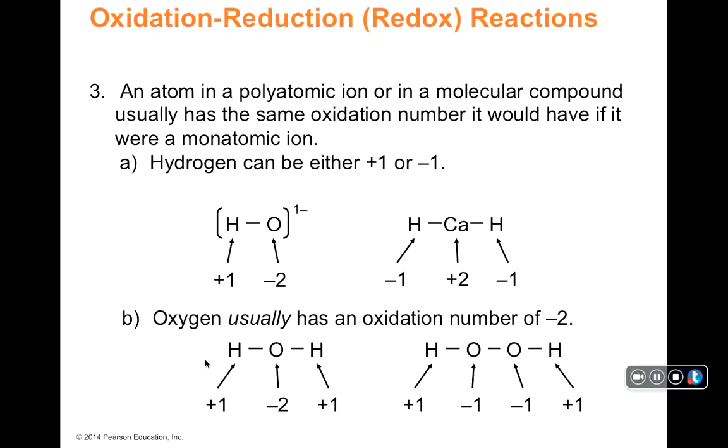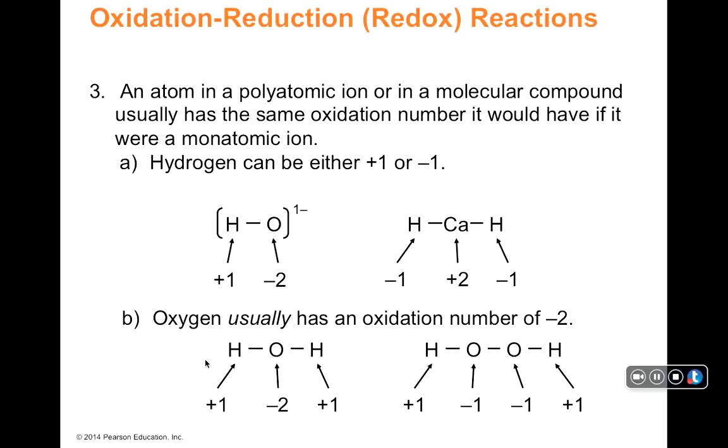Atoms in polyatomic ions usually have the same oxidation number it would have if it were a monatomic ion. So for example, oxygen most likely will have an oxidation number of -2. There are a couple of things to note here. Hydrogen can be either +1 or -1. It depends on what it's in combination with, and I'll walk through the examples that are here. Oxygen usually has an oxidation number of -2, but if it needs to, it can take on a different oxidation number. So let's look at these examples.